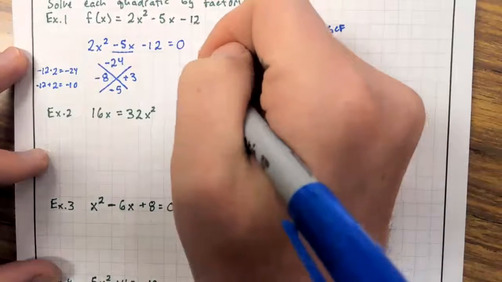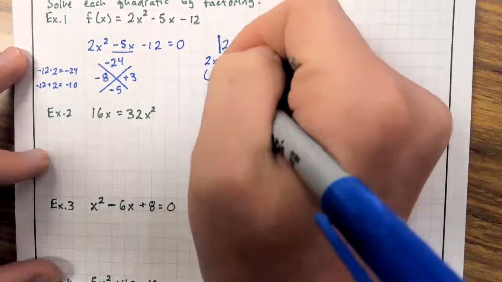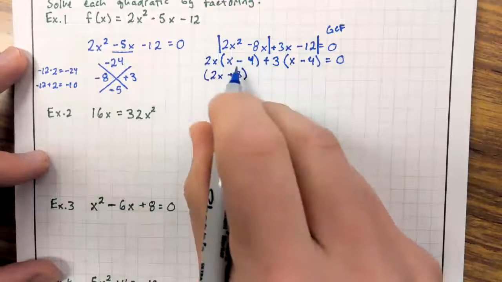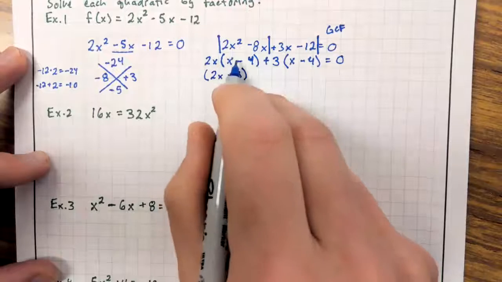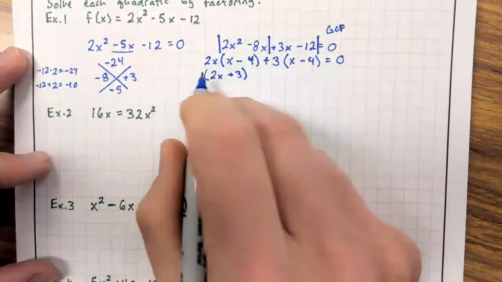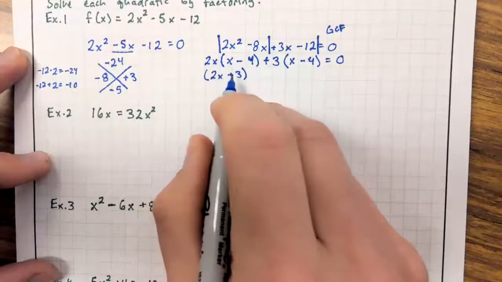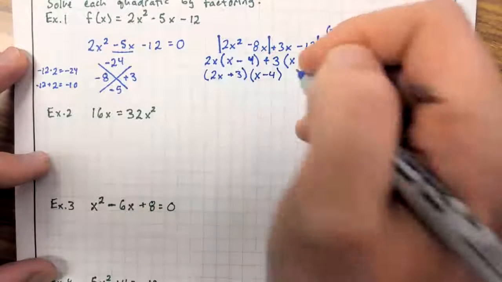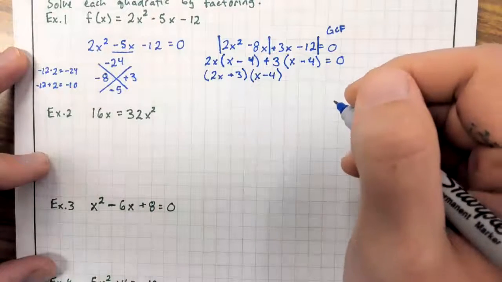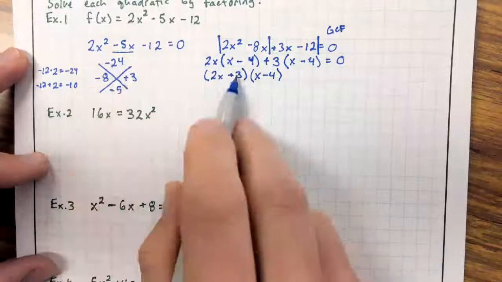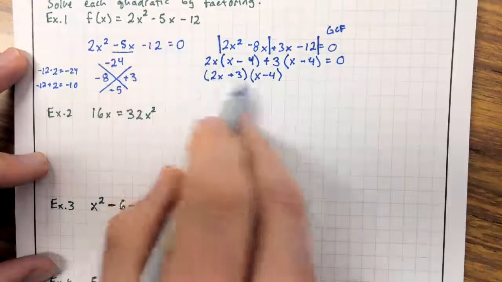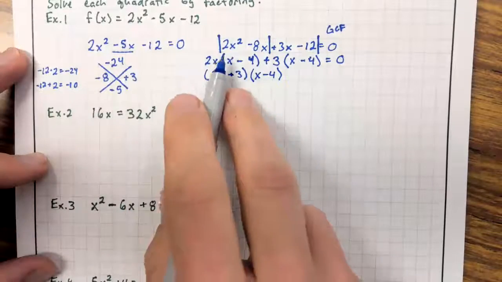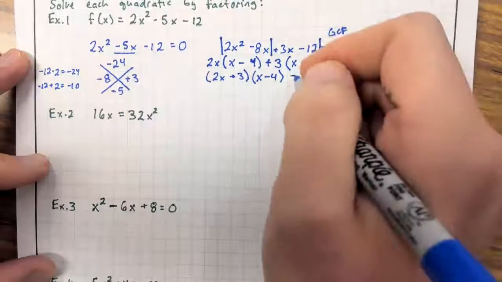If you really think about it, the 2x and the positive 3 are each getting multiplied by x minus 4. 2x times x minus 4, 3 times x minus 4. So I can just group together my 2x and my positive 3 and multiply them by x minus 4 like this. Hopefully you can see how we get back: 3 times negative 4 is negative 12, 2x times x is 2x squared. And if you foiled this, you'd get back to where we started. So anyways, it's still equal to 0.